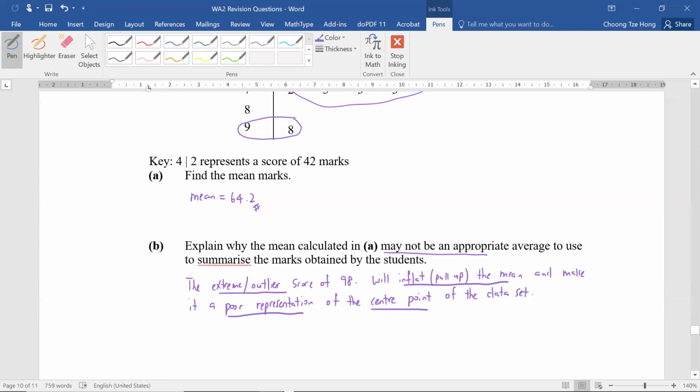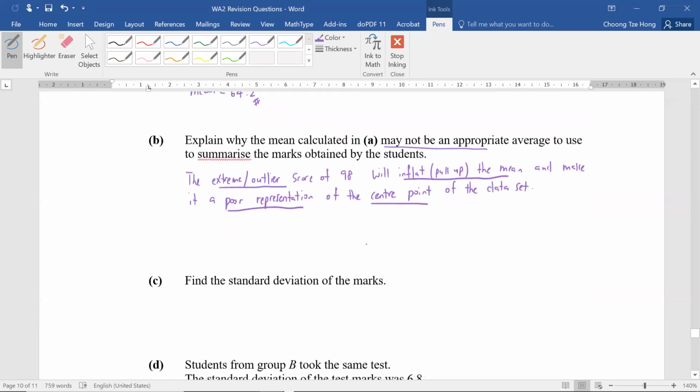Right, so I hope through this you'll have a better understanding of what the mean actually represents and how mean is being used in a data set.